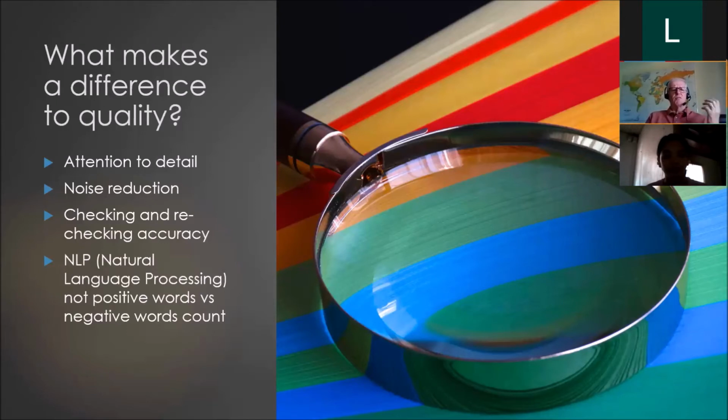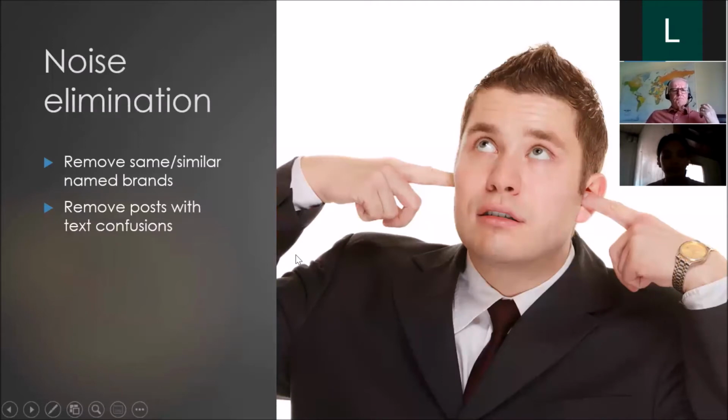We use natural language processing, so it's not that our system is a count of positive words versus negative words. Doing things on the individual word count gives you fairly spurious analytics that really aren't very robust. I wouldn't say they're meaningless, but they're certainly very limited in what they're offering you. So this ability to process text responsibly, I would say, is really quite important. So removing similar name brands, removing posts with text confusions really is an important part of the process.